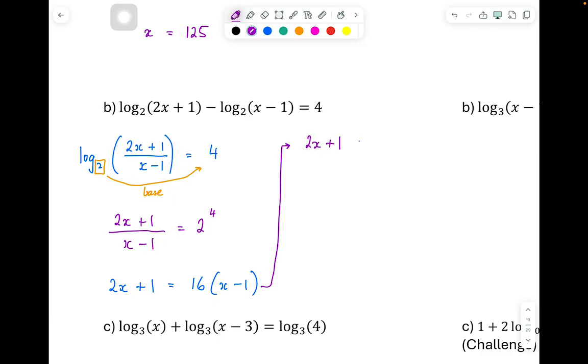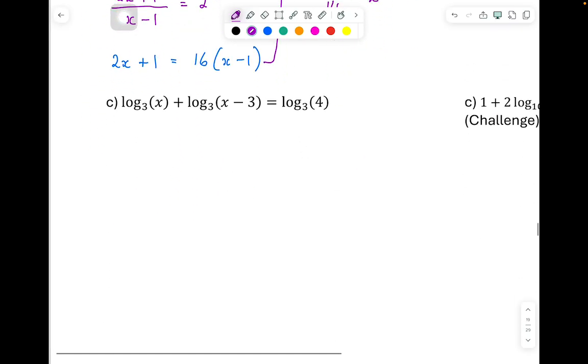So I've got 2x plus 1 equals 16 times x minus 1. We're going to expand this here, 16x minus 16. And we're going to take 2x to the right-hand side. That becomes 14x. Likewise, we're going to take this minus 16 across. So that's 1 plus 16, which is 17. Last but not least, we've got 17 over 14 equals x. We can leave it like that.